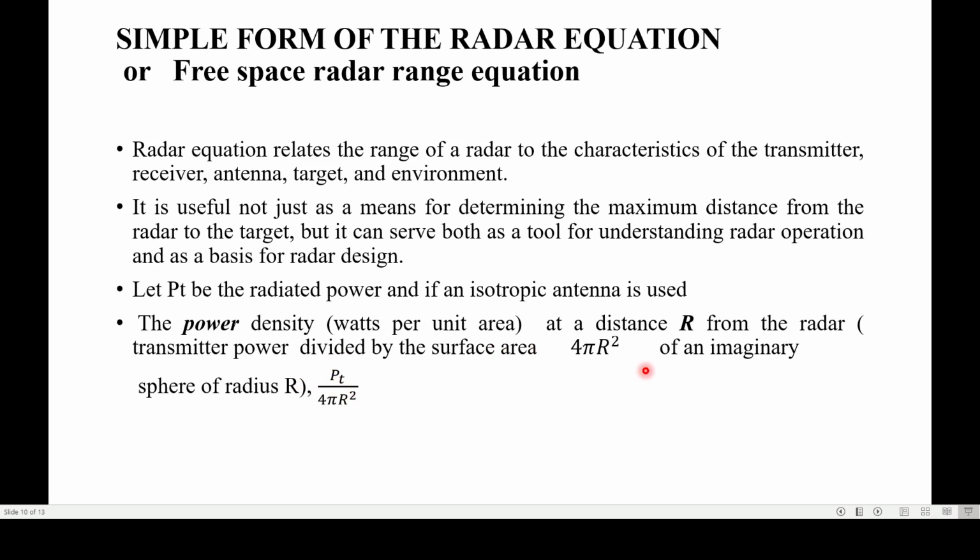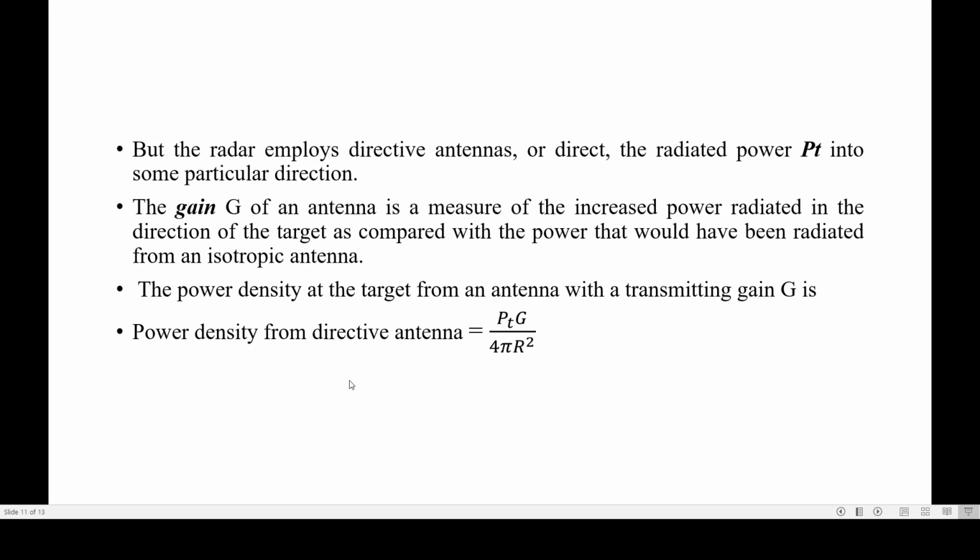So if we consider an imaginary sphere at a particular radius, the power density we get at a particular point is PT divided by 4 pi r square. PT is the transmitted power, and 4 pi r square is the area of the imaginary sphere. That's the power density at a particular point, PT divided by 4 pi r square. Next, we will modify this equation by adding the consideration of gain.